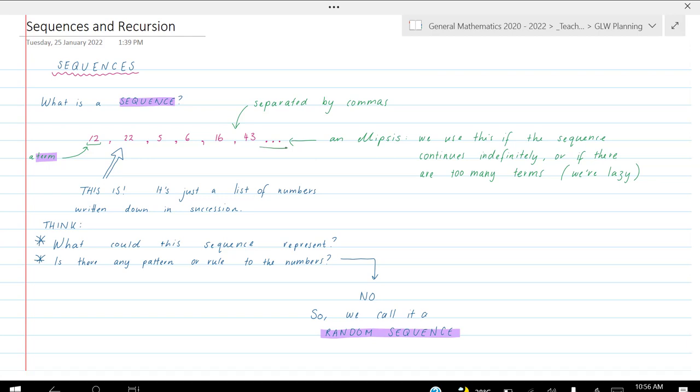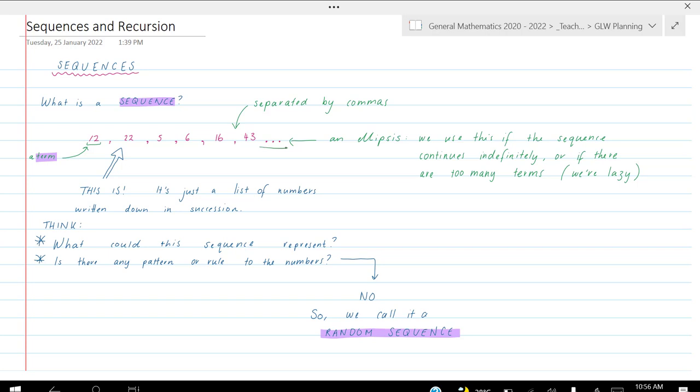So a sequence is literally just a list of numbers written down in succession. They have commas in between them. One thing to note about a sequence, each individual number, so the 12 or the 22 or the 5, is called a term. So the terms all sit in succession and make a sequence.